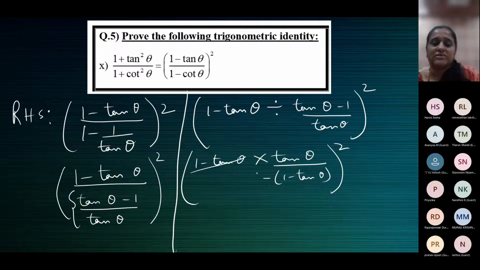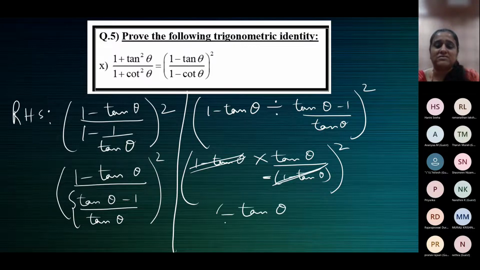So now 1 minus tan theta and 1 minus tan theta get cancelled. We are left with a minus sign and a tan theta in the numerator. So it is minus tan theta, the whole square.